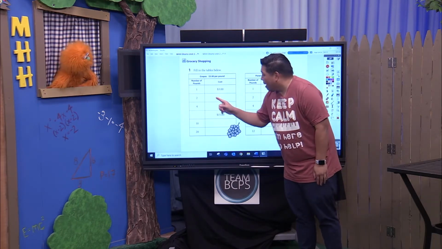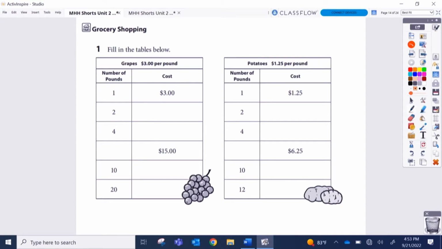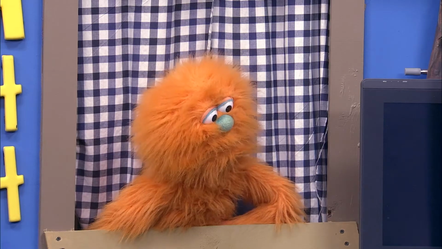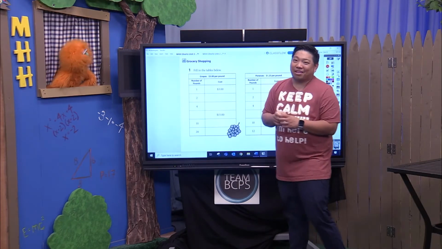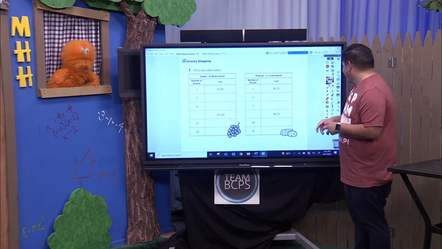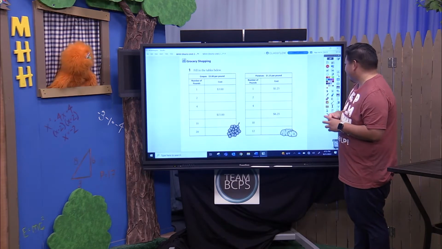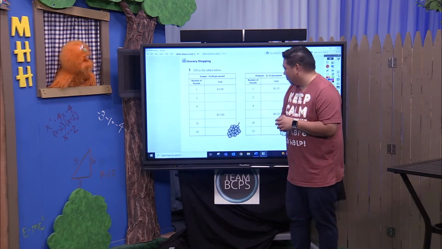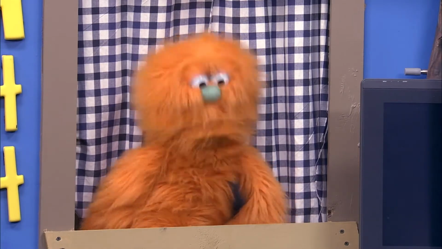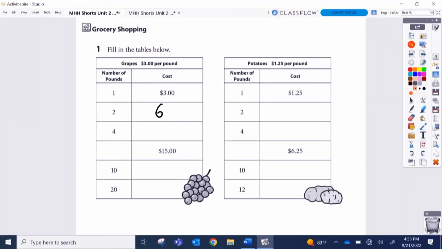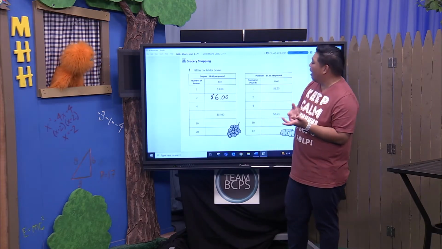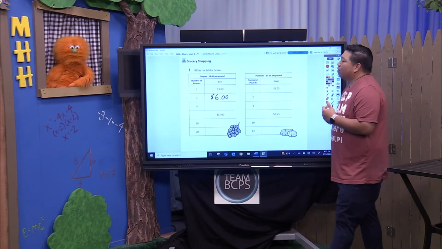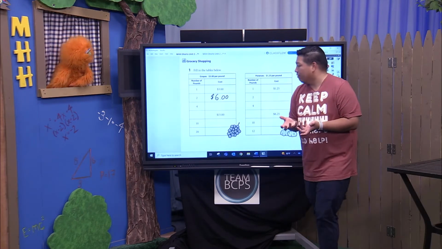If 1 pound costs $3, how much are 2 pounds of grapes going to cost? 2 pounds would be twice the price as 1 pound. So 3 plus 3 would be 6. $6. We know that we're going to be repeating the number 3 because each pound costs $3. So it's like using multiplication to help us figure this out.